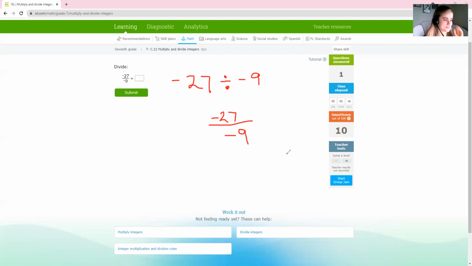All right, back to the problem. Once again, I want to focus on my signs first, figure out what the sign of my answer will be, the sign of our quotient, then we can do the actual division. Well, I notice that they have the same sign. We have a negative 27 and a negative 9. If you have the same sign and you're multiplying or dividing, your answer will always be positive. Now you can do the division. 27 divided by 9 is 3. So our answer is a positive 3. And when we type our answer into the box, when you have positive numbers, you don't need to put the plus sign. We can just enter a 3.